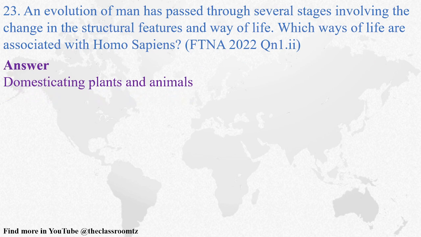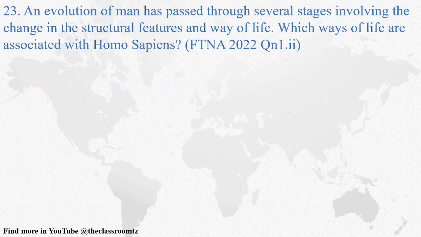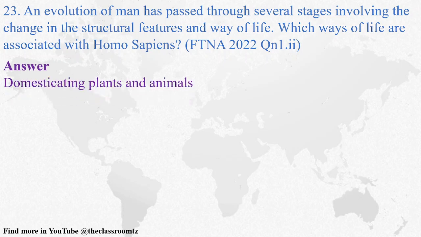Then we have question number 23. The evolution of man has passed through several stages involving changes in structural features and the way of life. Which ways of life are associated with Homo sapiens? So, what did Homo sapiens do? Homo sapiens domesticated plants and animals.